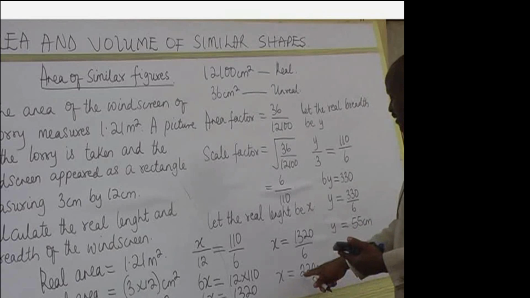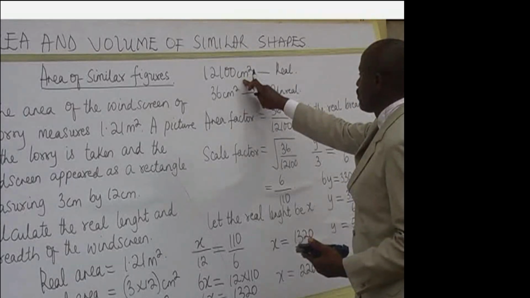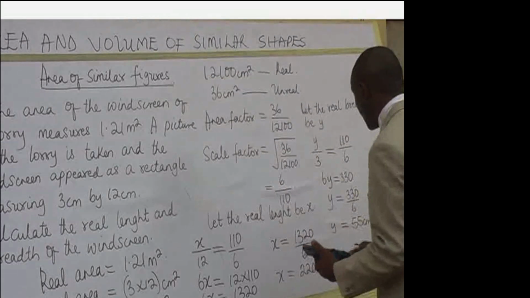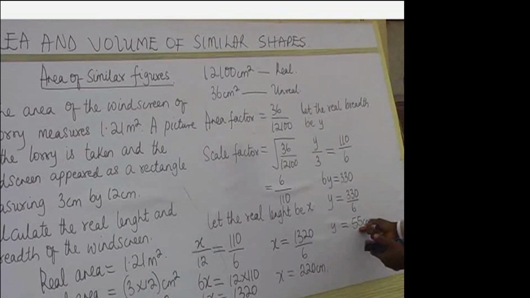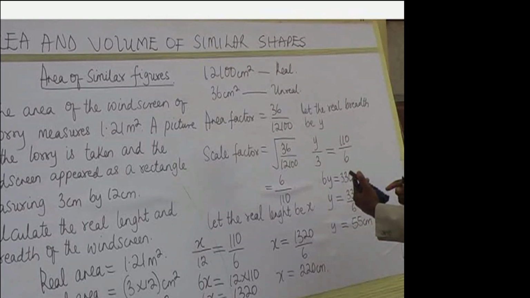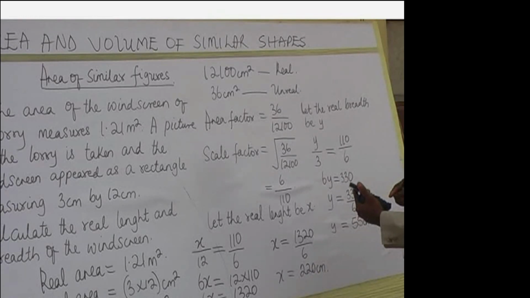That means the real length is 220, while the real breadth is 55. I want us to check something. Remember, the real area is 12,100. Let's multiply this real length with the real breadth and see if we get this. If we do, that means what we calculated is correct. 220, the real length, times 55, the real breadth, is equal to 12,100. That means we are correct.